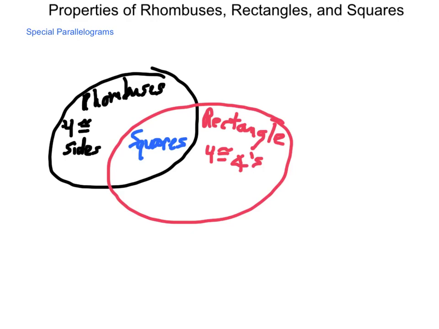Now, in the overlap section of rhombuses and rectangles, we find squares. And as the Venn diagram shows, the square category shares the qualities of both the rhombus and the rectangle. So not only do we have four congruent sides, but we also have four congruent angles. And this lesson is just going to look at the properties that come in with either of those qualities, the sides or the angles, and understand that squares will have both sets of qualifications. So we're going to be looking at a few more theorems as we go through this.